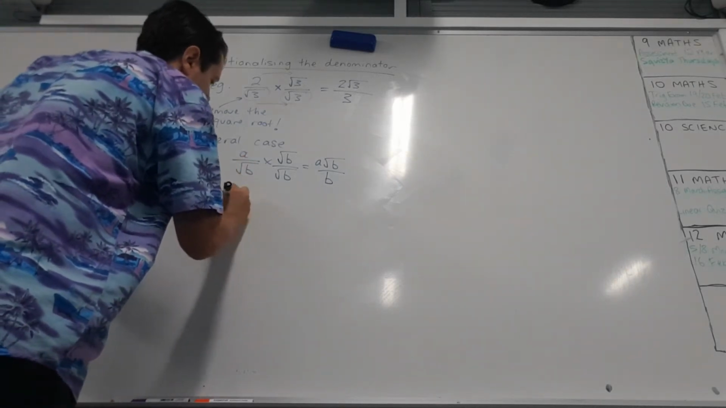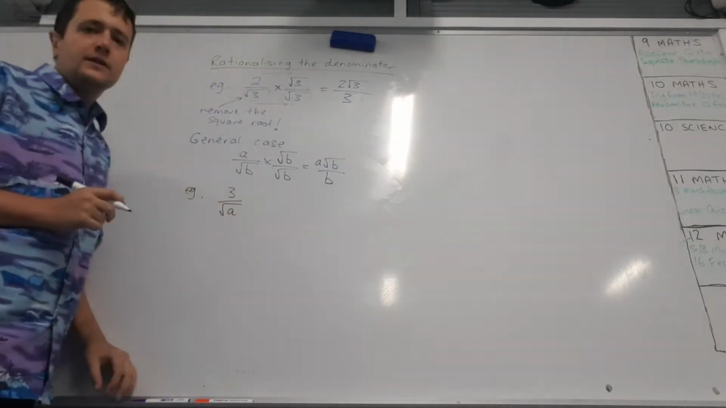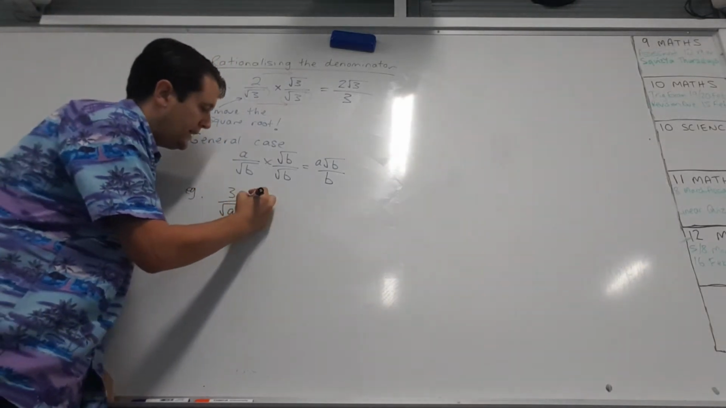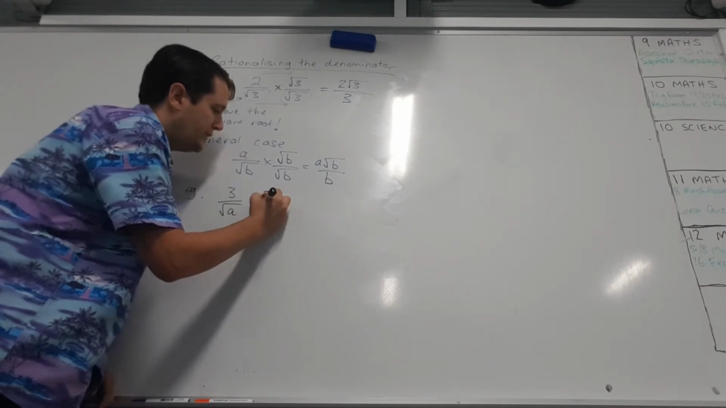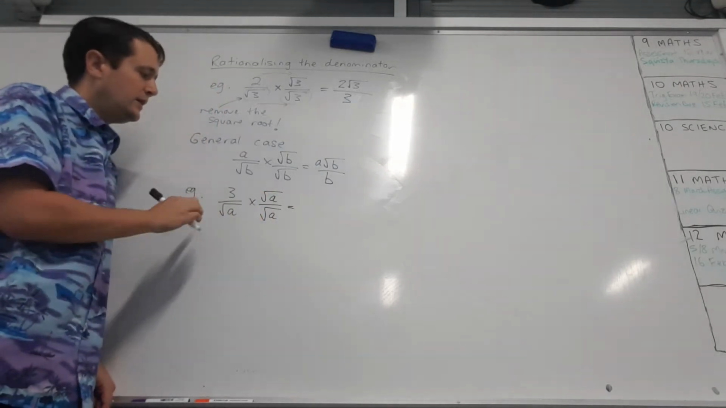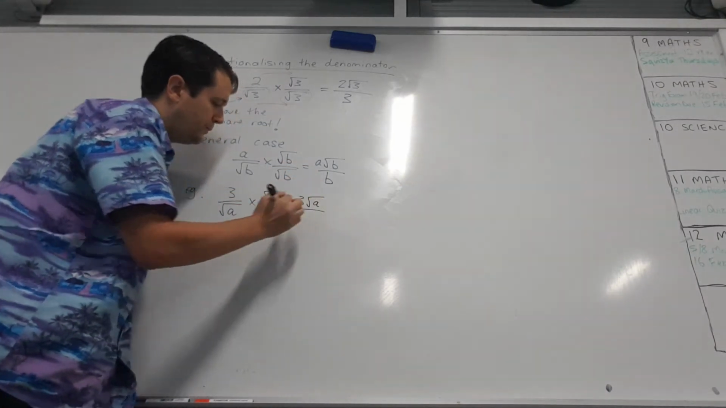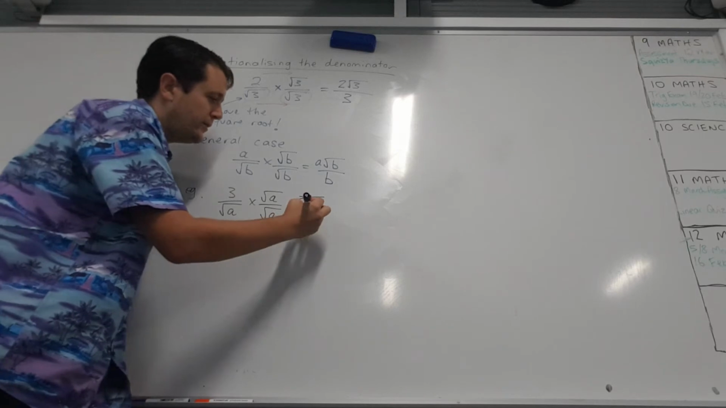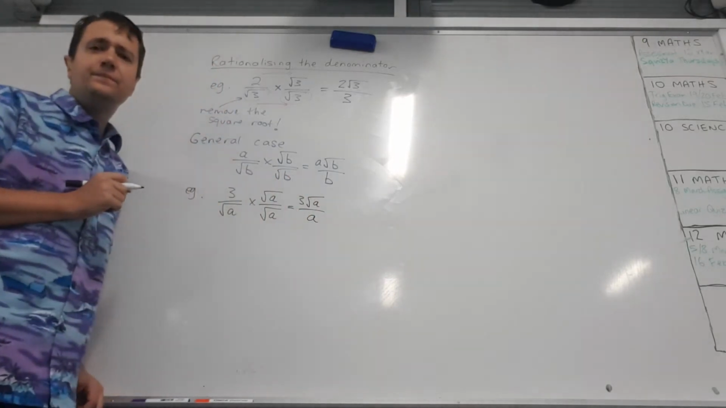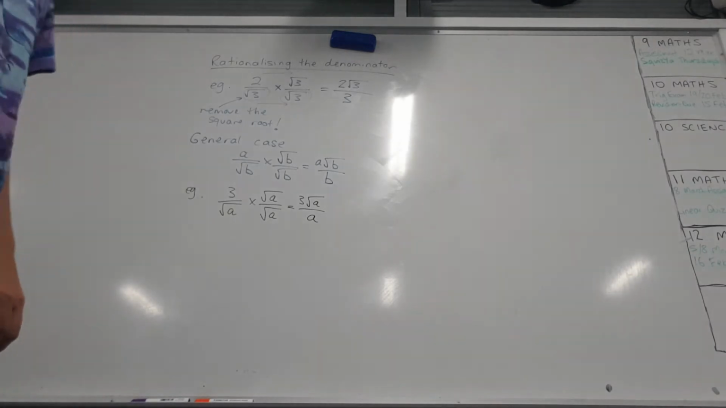Let's say I had 3 over the square root of a. So to get rid of the square root of a, I'd multiply it by 1 in the form of the square root of a times the square root of a. Along the top, I'll have 3 square root of a. On the bottom, square root of a times square root of a will leave me with just a. I hope that's cool. And what about something odd?